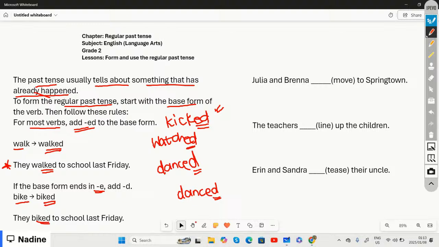All right, so now we're going to look at the sentence, and we're going to change these words in brackets to the past tense form of the verbs. So this sentence is in the present tense, but we need to write the sentence in the past tense by changing these three words: move, line, tease. We need to show that these words are now in the past.